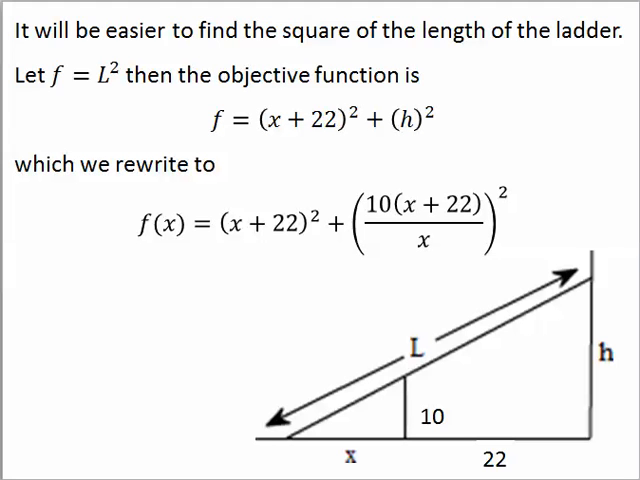Rather than finding the shortest length, let's find the shortest square of the length. So instead of finding the square root of the sum of the squares of the sides, let's instead use as our objective function the sum of the squares of the sides.